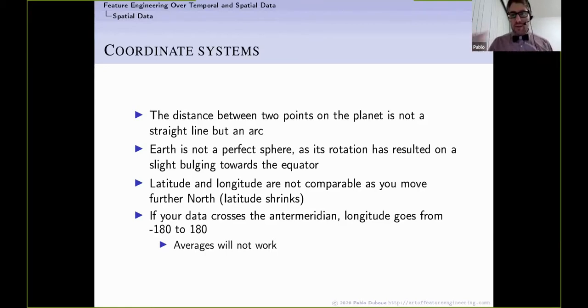Latitude shrinks, yes? So at the equator, 1 unit of latitude and 1 of longitude represent more or less the same distance, but as you go further north or further south on the planet, the latitude shrinks. And the other issue is when your data crosses the anti-meridian, the meridian that goes all the way back from London, where the longitude goes from minus 180 to 180. So if you take an average around that region, nothing will work. So these are the things to keep in mind when working with coordinate systems.